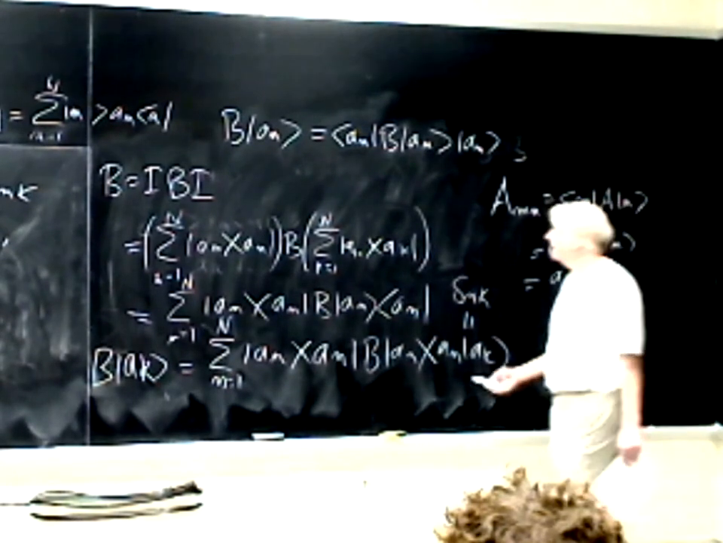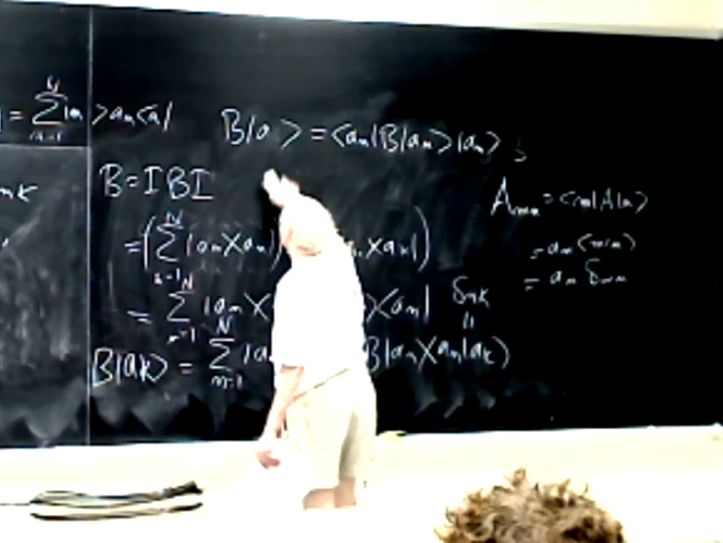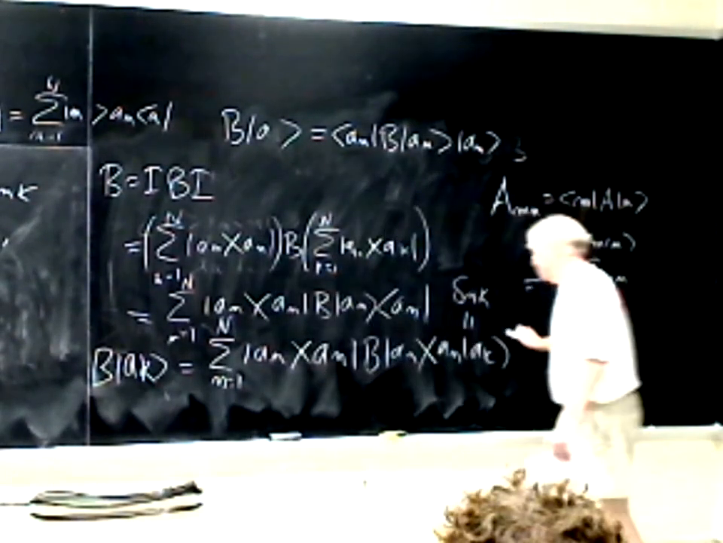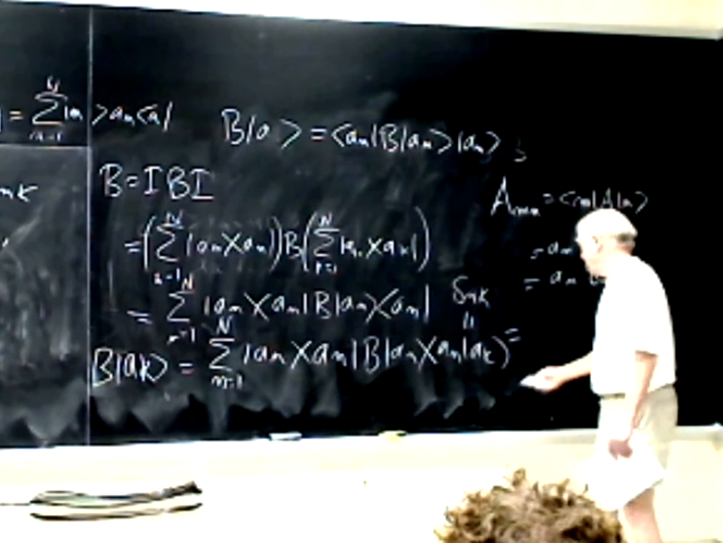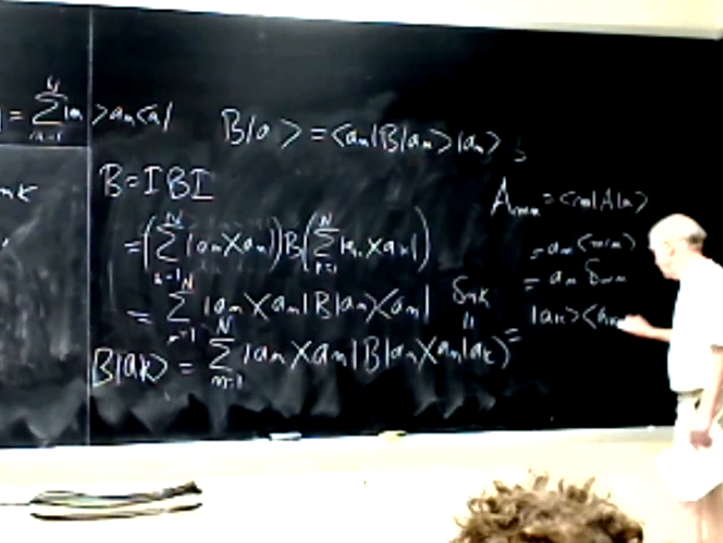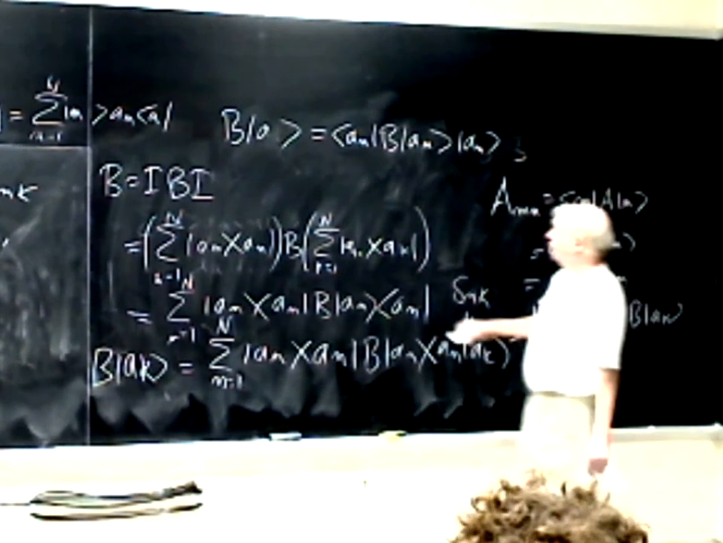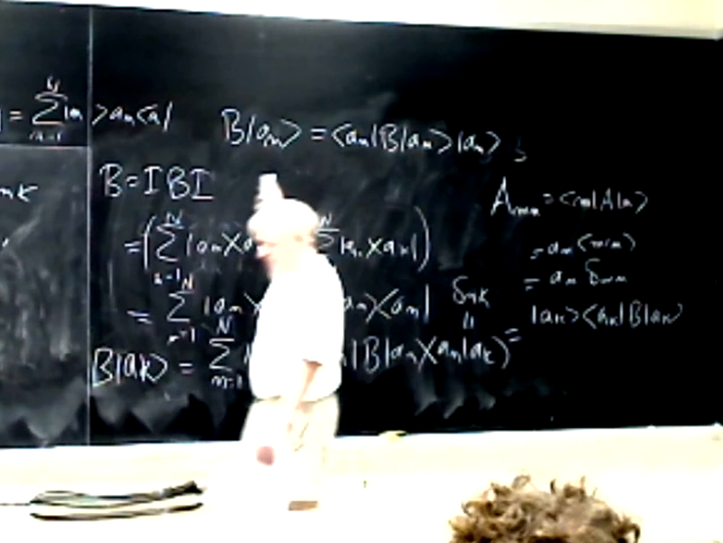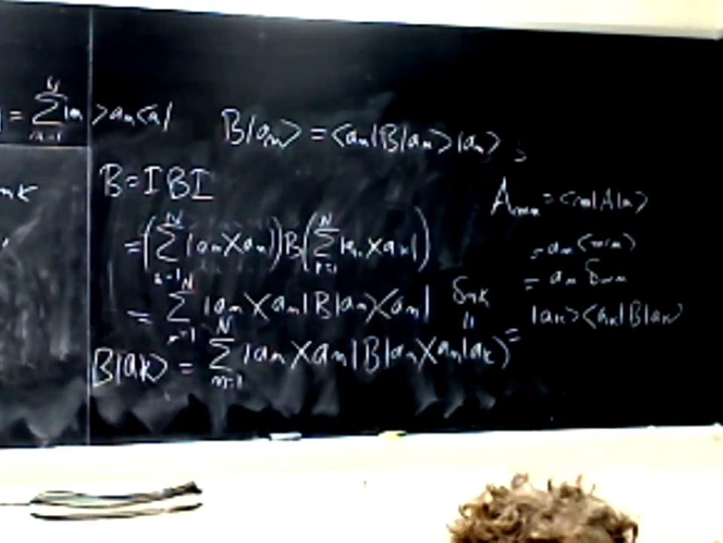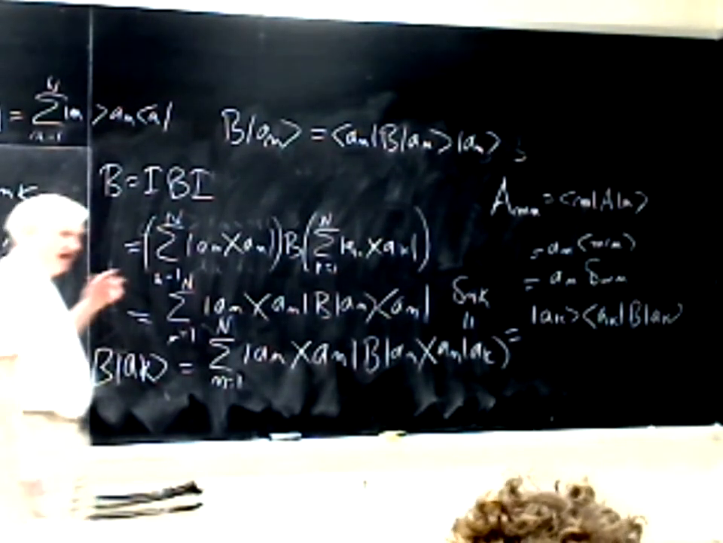And so that gives us, in other words, delta_nk, so that just gives us b_k times |a_k>. Or replacing n by k, k by n, we get that result. So in other words, the eigenvectors of A are also eigenvectors of B.